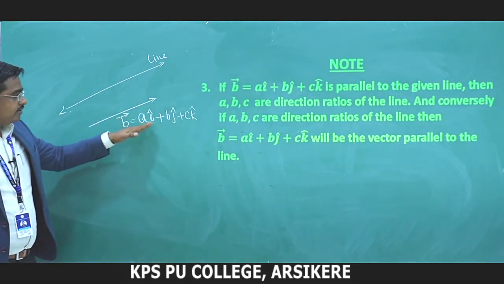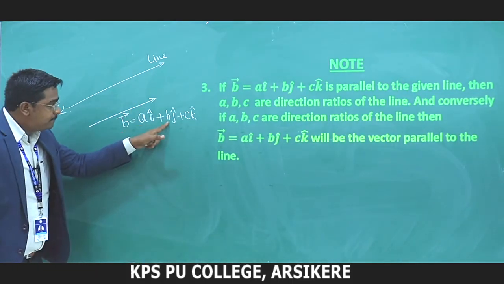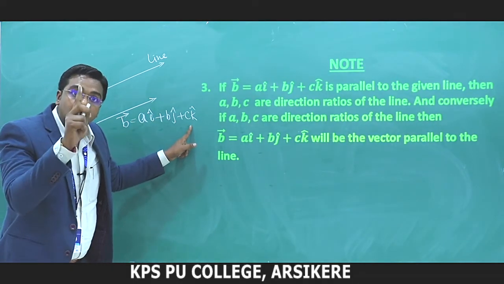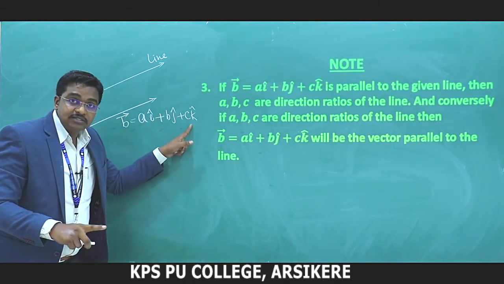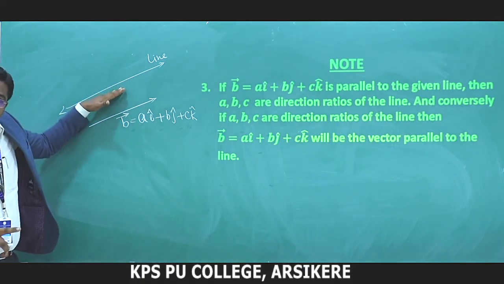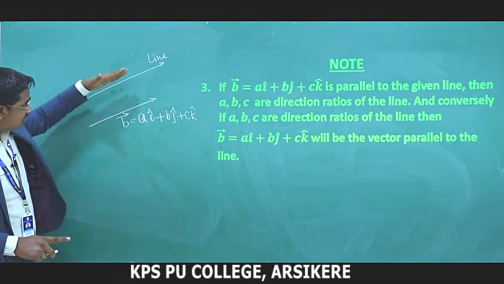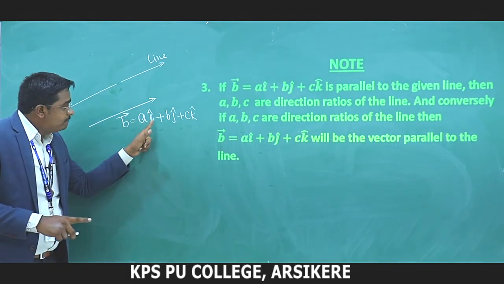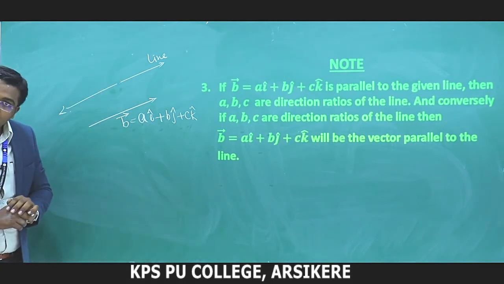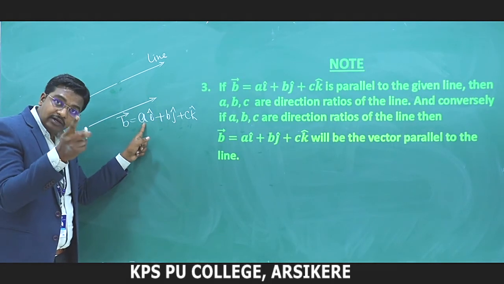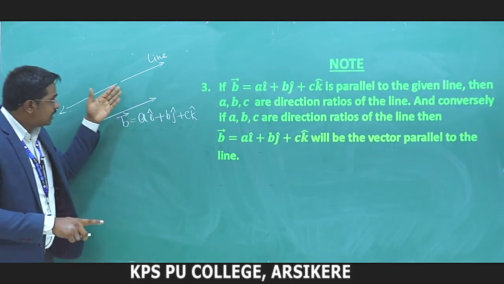If b is equal to a i cap plus b j cap plus c k cap is a vector parallel to the given line, then a, b, c are nothing but the scalar components of the vector. These represent the direction ratios of the line. At the same time, if a, b, c are direction ratios of the line, then the vector a i cap plus b j cap plus c k cap represents the vector parallel to the line. This is very important. The scalar components of the parallel vector are nothing but the direction ratios. a i plus b j plus c k is a vector parallel to the given line.